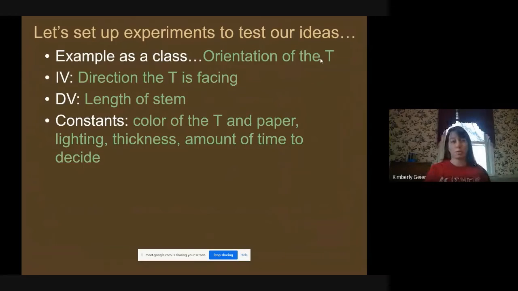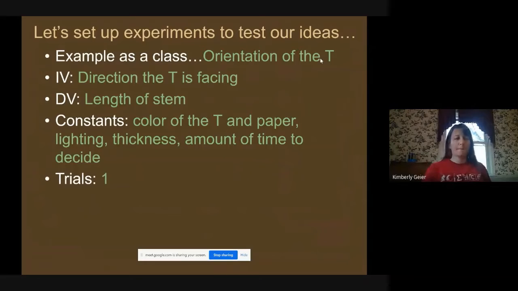Some other things that should stay constant are the lighting in your room wherever you are doing this. So you shouldn't turn off the light in the middle of the experiment or change the lighting. Also, we want to leave the amount of time to decide the same. So let's do it as fast as you can. Aim for under 5 seconds to make your decision each time.